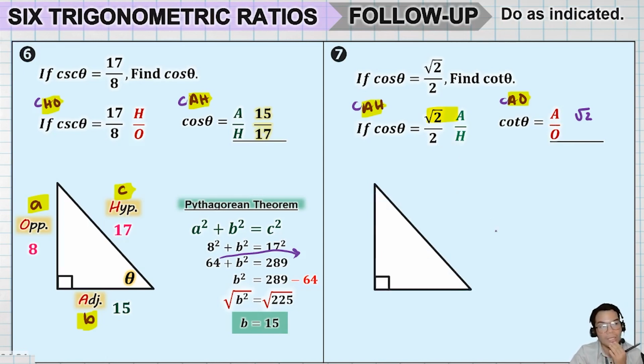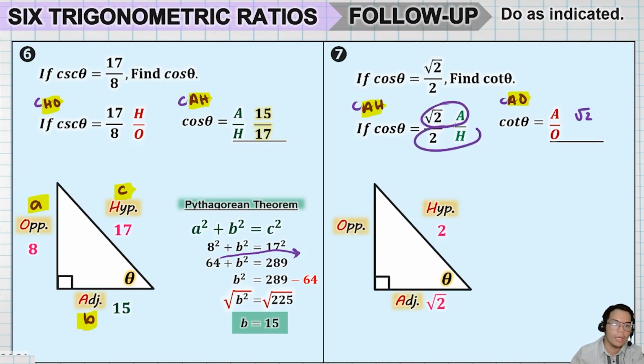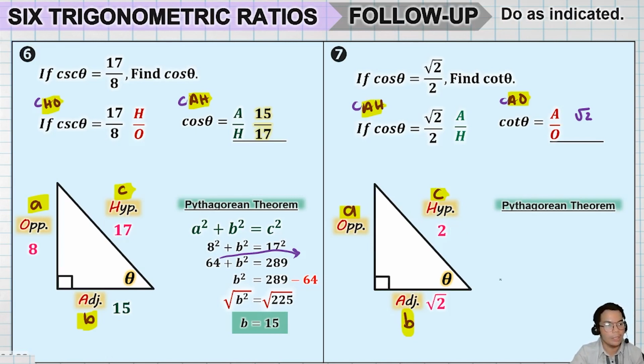So, gagawa ko ulit ng right triangle. Gamitin mo tong square root of 2 over 2. Ilagay natin yung mga parts niyan. Ito yung ating theta. So, our adjacent side is square root of 2, at ang ating hypotenuse ay 2. We'll use Pythagorean theorem. Set natin ulit opposite side as A, adjacent side as B, our hypotenuse as C. Substitute natin.